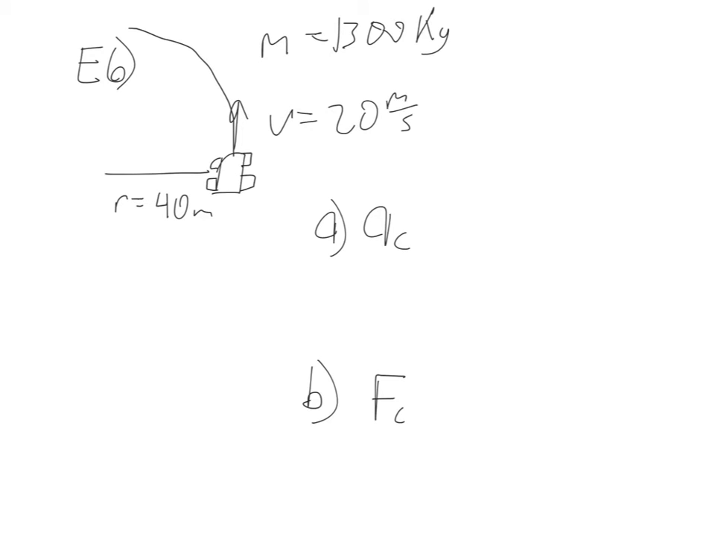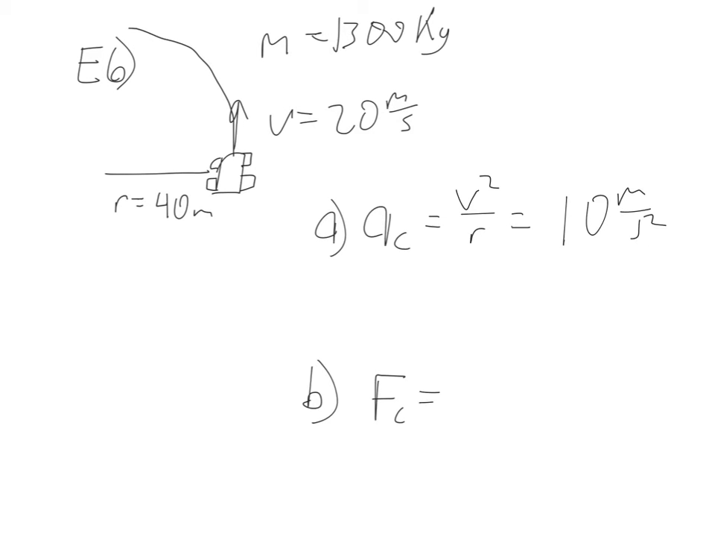In exercise 6, we have a car going around a curve. The mass of the car is given. The speed of the car is 20 meters per second, and the radius of the curve that it's going around is 40 meters. So we're asked to find centripetal acceleration first, and then we're asked to find centripetal force. Centripetal acceleration is v squared over r, which is 20 squared divided by 40, and we find the centripetal acceleration is 10 meters per second squared.